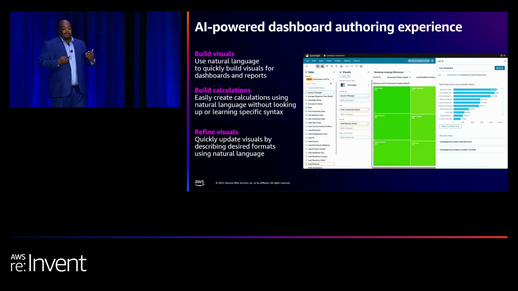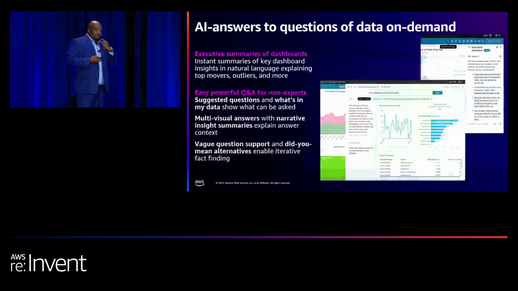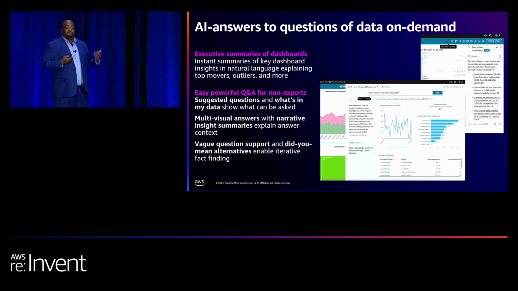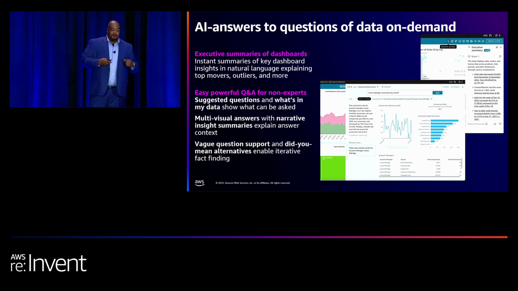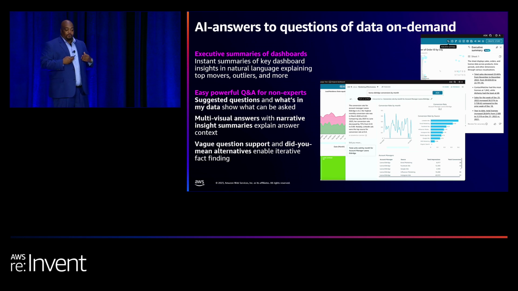Now, when you think about the AI dashboard experience, right, using that natural language to build and refine those dashboards, being able to just simply text or write text to create advanced calcs, and then refining those visuals. And then, of course, AI answers to questions on demand, right? Having those executive summaries where you can get those insights, and then easy, powerful Q&A experience for non-technical users, whether that's multi-visuals or suggested questions that's been verified that you should want to know about and ask, or even vague question support as well.